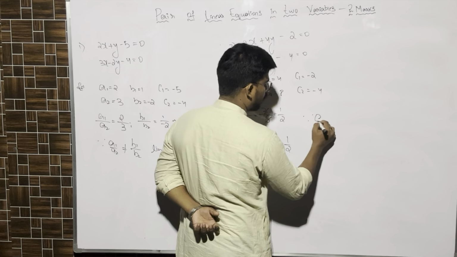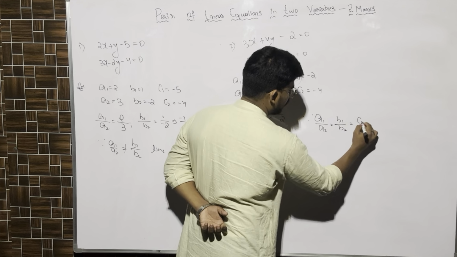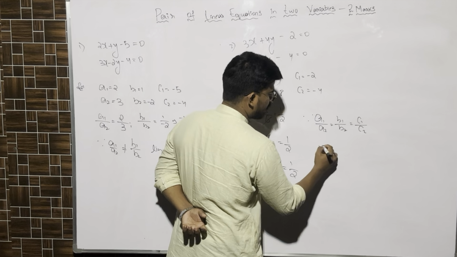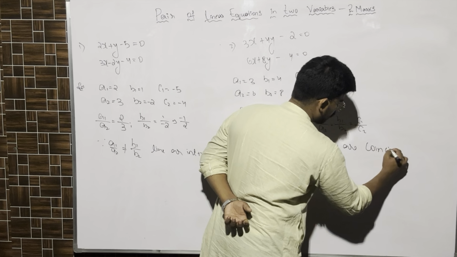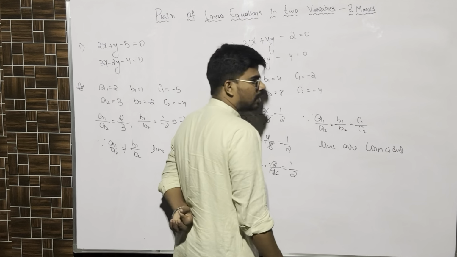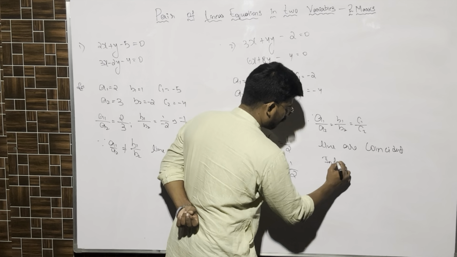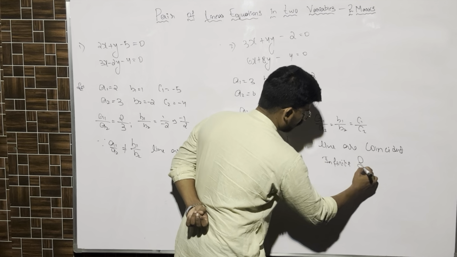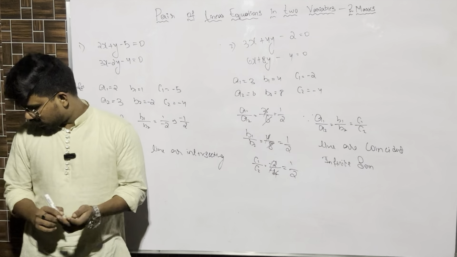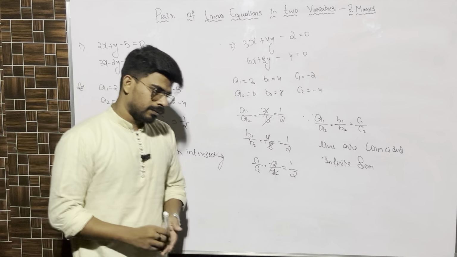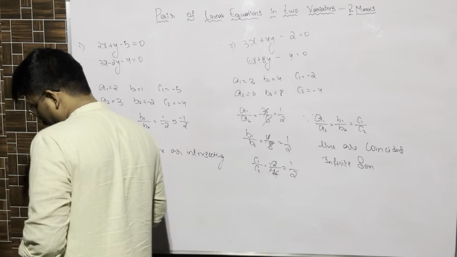Coincident lines. Therefore a1 by a2 is equal to b1 by b2 is equal to c1 by c2. Lines are coincident. If the lines are coincident, many solutions, infinitely many solutions. So this is how questions will be asked for 2 marks. One unknown variable will be added over here. Let us try to solve those kinds of questions.